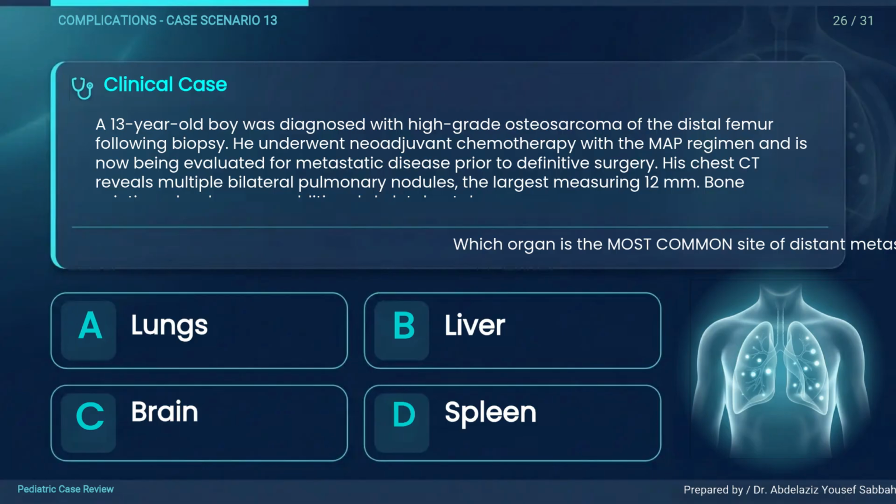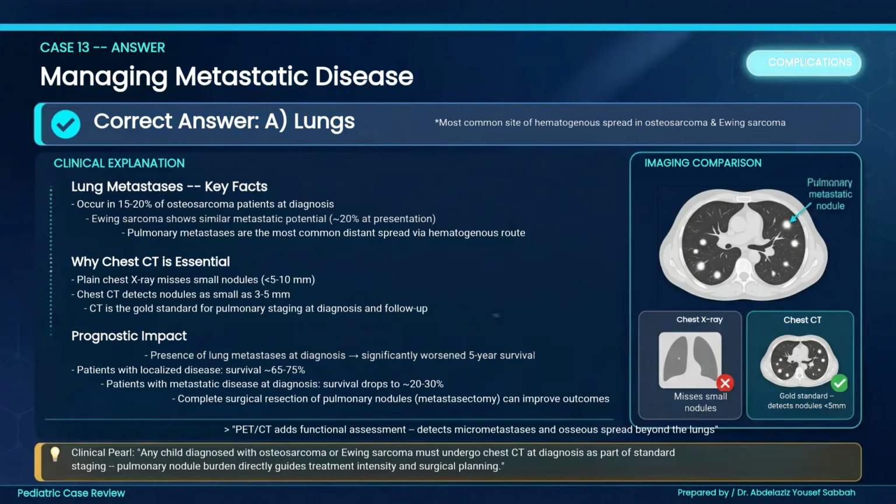Which organ is the most common site of distant metastasis in pediatric osteosarcoma? Option A, lungs. Option B, liver. Option C, brain. Option D, spleen. The correct answer is option A, lungs.